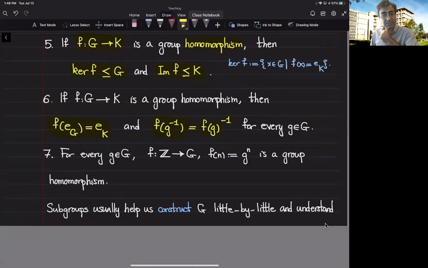And we also discussed the following important example. For every given group G written in multiplicative form and an arbitrary element small g inside the group, we can define this kind of exponential map from the set of integers to the group G, which sends n to g to the power n. And we discussed that this is indeed a group homomorphism.